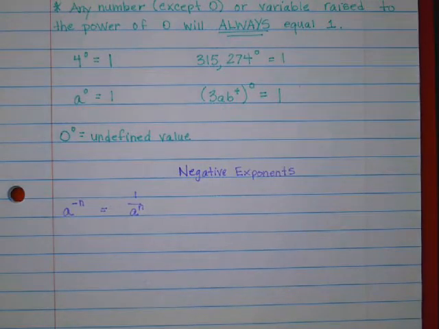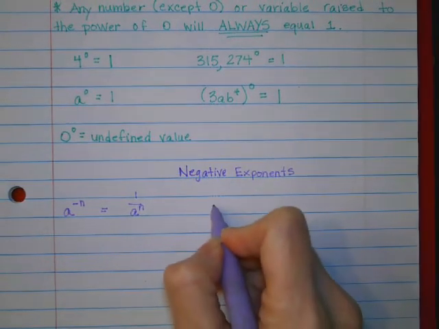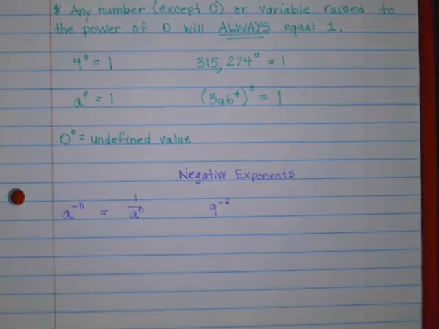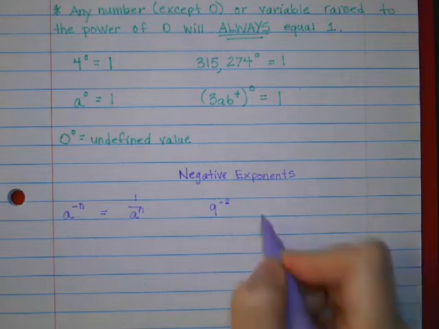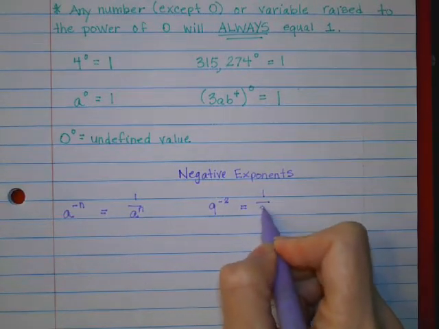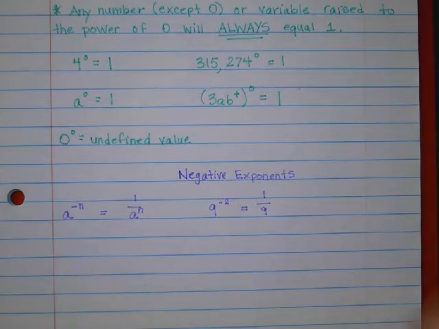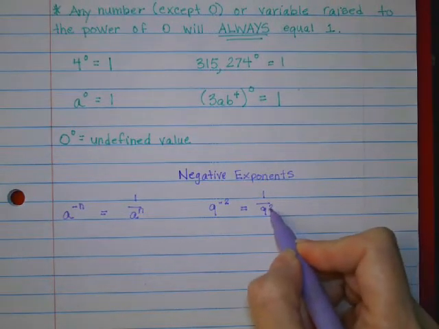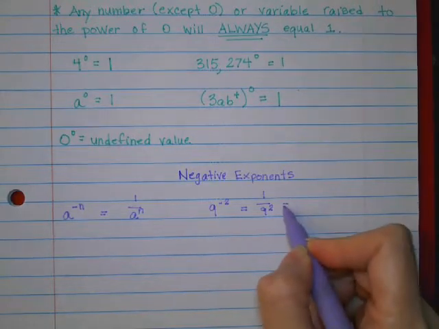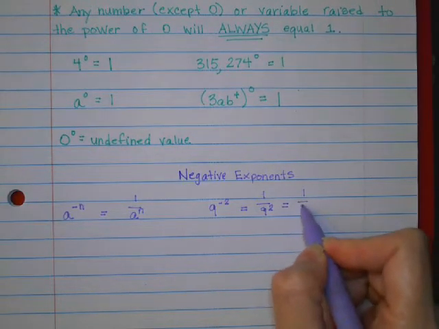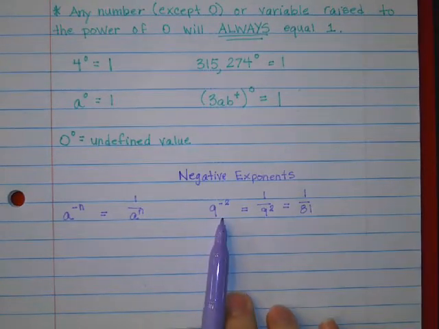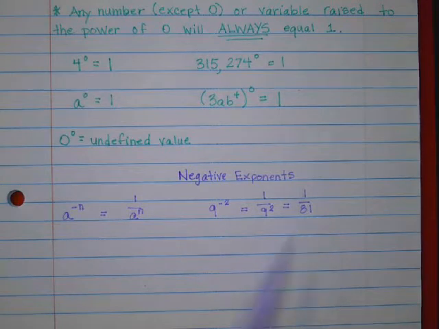All right, so now we're going to show that with a number. So we're going to take this number 9, and we'll raise it to the negative 2 power. All right, so our base is 9, and I'm going to rewrite it 1 over 9 as a reciprocal and change the exponent to a positive 2. So now we can solve 9 squared because we know what 9 times 9 is. So 9 times 9 is 81. So 9 to the negative 2 is the same as 1 over 81.